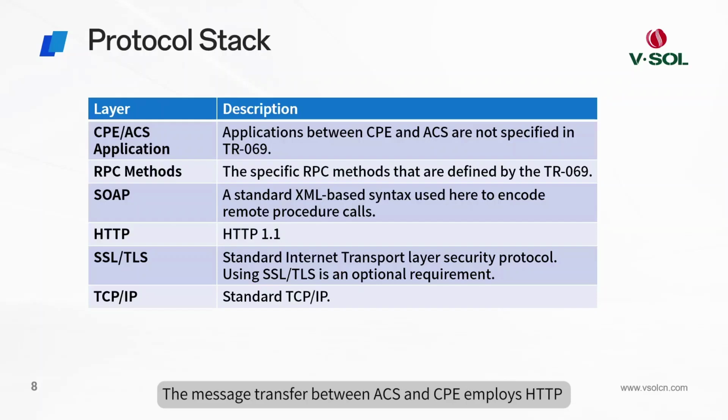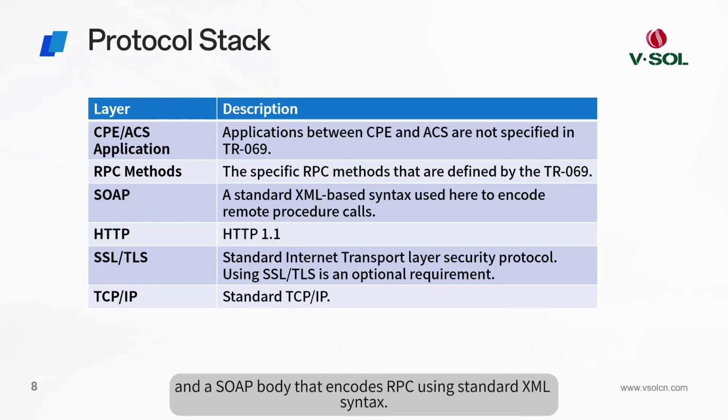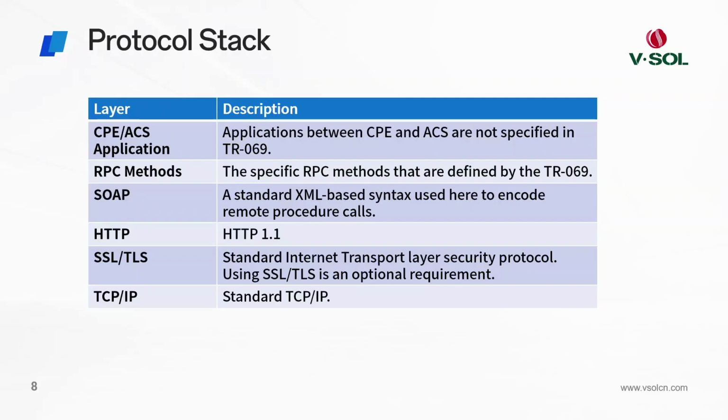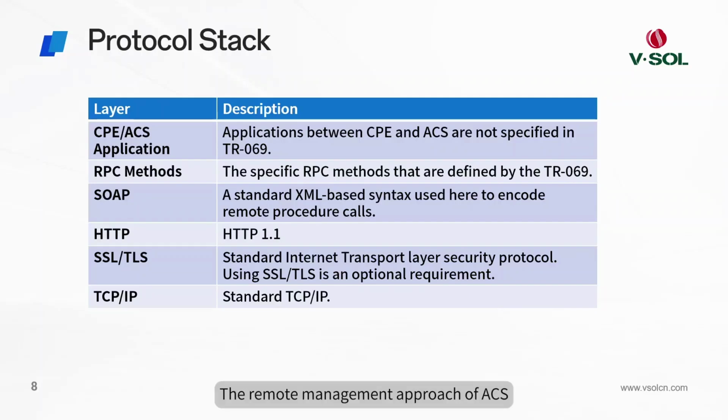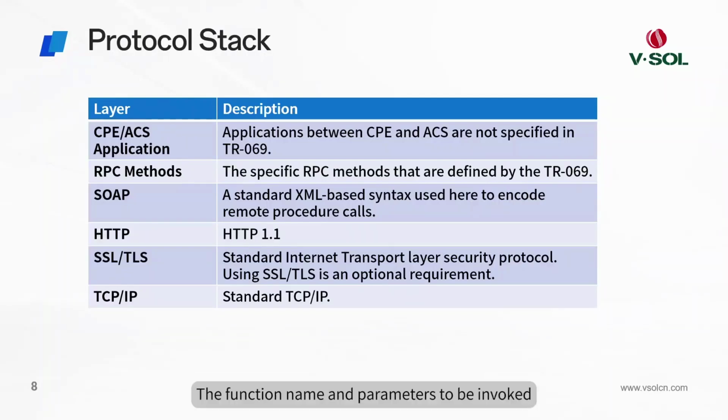The message transfer between ACS and CPE employs HTTP 1.1, and the specific content of the message is encapsulated in a SOAP packet, which is an XML document encompassing a SOAP head and a SOAP body that encodes RPC using standard XML syntax. The remote management approach of ACS is to conduct remote invocations of the management functions on the CPE. The function name and parameters to be invoked need to be transmitted to the CPE. These contents are contained within the SOAP body.